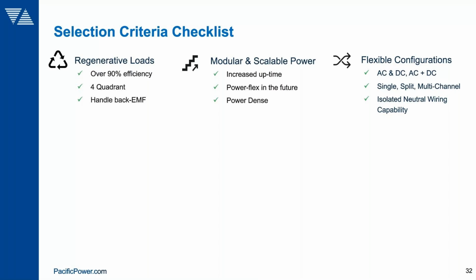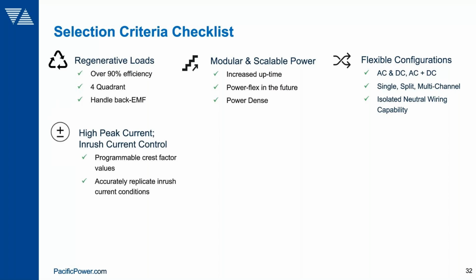In case of delta sources with no neutral, you may need an electronic load that has isolated neutrals instead of a common neutral for all phases, which we offer on our electronic loads. IP current control can be important to stress test a unit under test. That means you need a programmable crest factor capability for your current, allowing you to replicate complex inrush current situations and conditions like the example we used today.